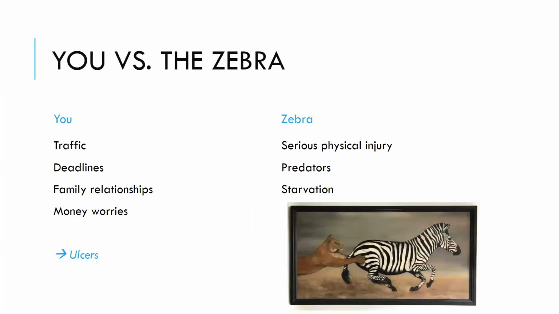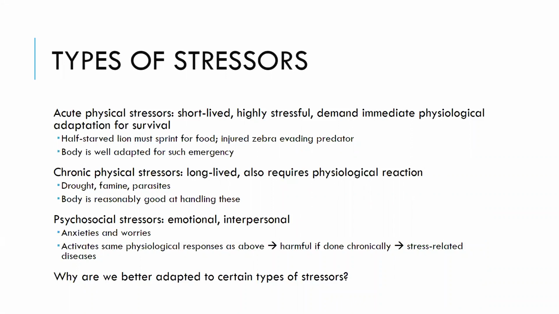But what stresses us out? For us, a whole host of things stress us out. Traffic, deadlines, relationships, finances. For zebras, though, it's pretty straightforward. Serious physical injury, predators, starvation, pretty basic stuff. And at the end of the day, we as people develop things like ulcers while zebras don't. So why is that? It has to do with the types of stressors that we're exposing ourselves to.